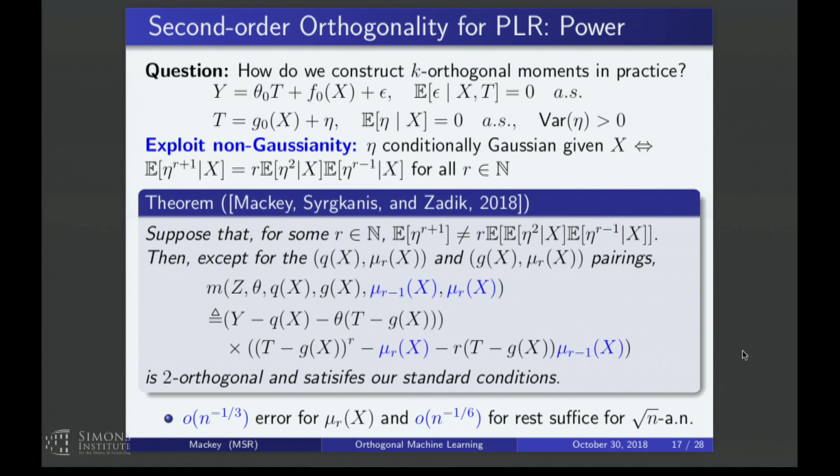Okay, so we're still doing better than we were before, where everything had to be n to the minus 1/4. In particular, I'll show you that estimating mu r at an n to the minus 1/3 rate is typically not hard. It actually gets easier when r is higher.